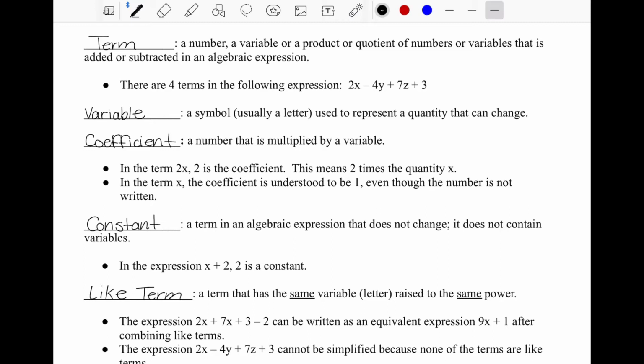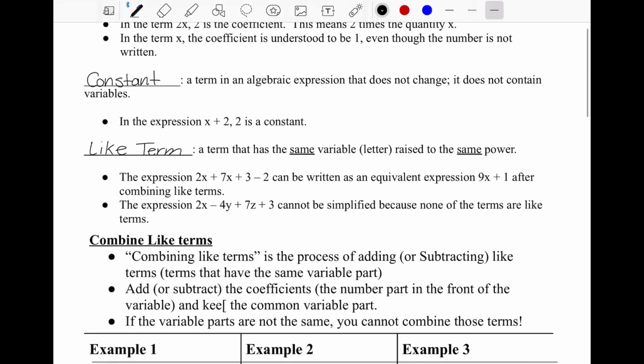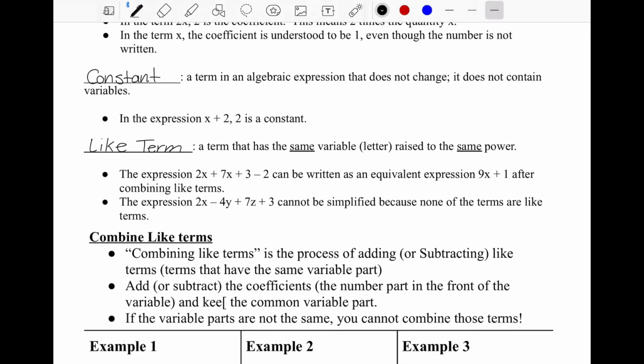That brings us to the next definition, which is a like term. A like term is a term that has the same variable raised to the same power, and this is our whole goal: combining like terms. To combine like terms, we already know that it has to have the same variable, which is key. Combining like terms is actually a process of adding and subtracting, but we can only add and subtract terms that are the same.